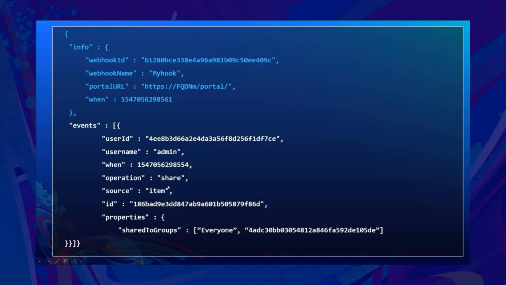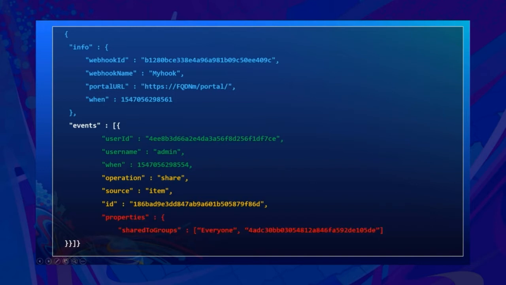Then we have some information about the operation itself. So here I can see that the following item, and this is the item ID, was shared, and I can see which user shared it, and I have their username and user ID. And then we also have this properties object, which tells us how the item was shared. Here I see that the item was shared to everyone and a specific group, and that's indicated by that group ID.